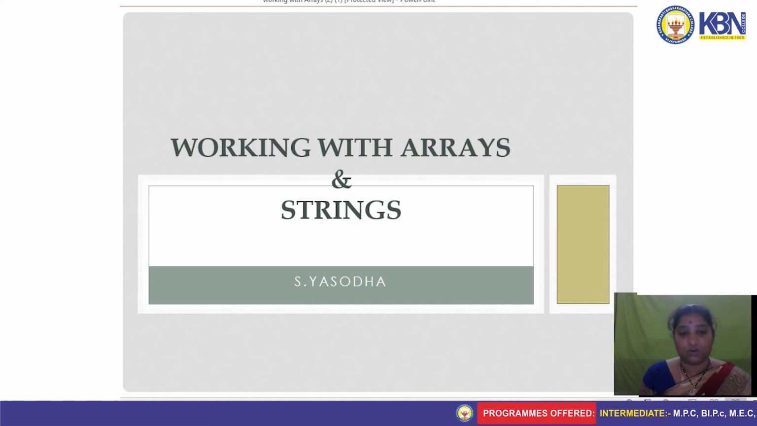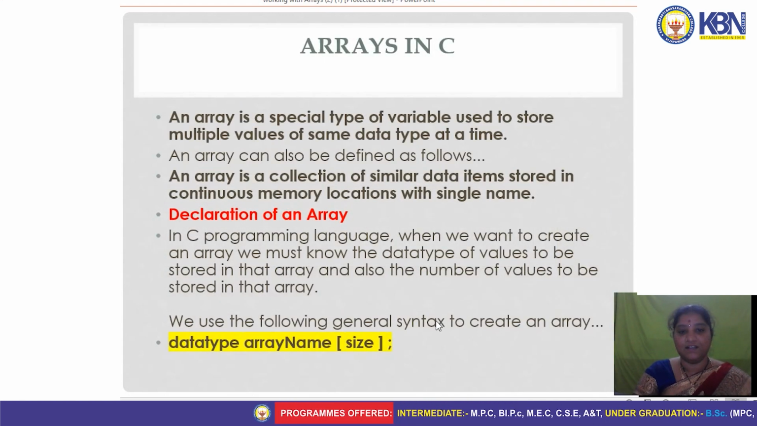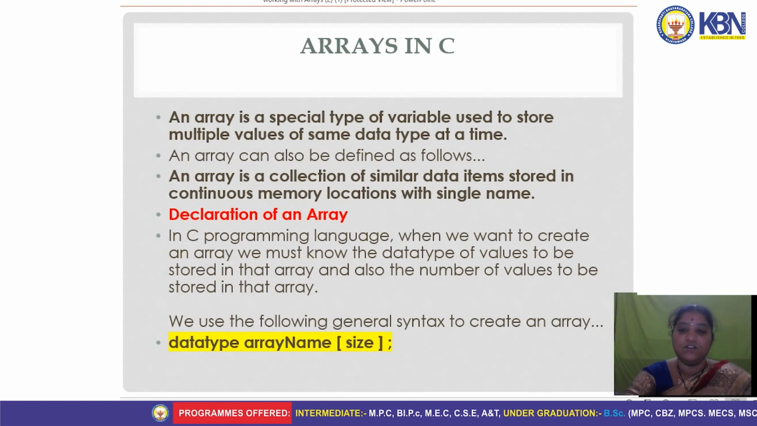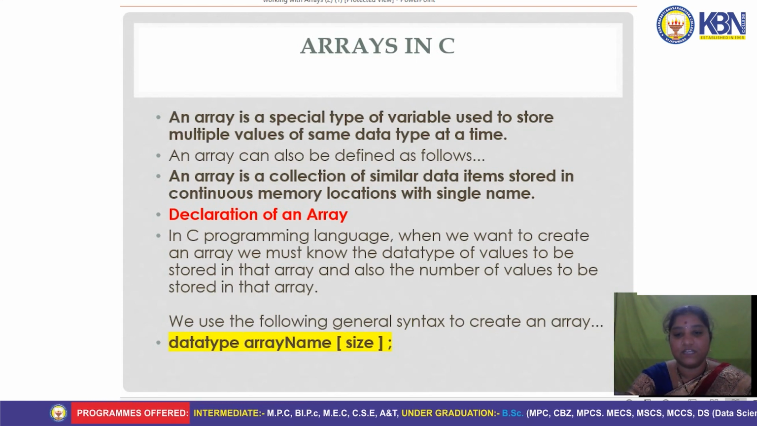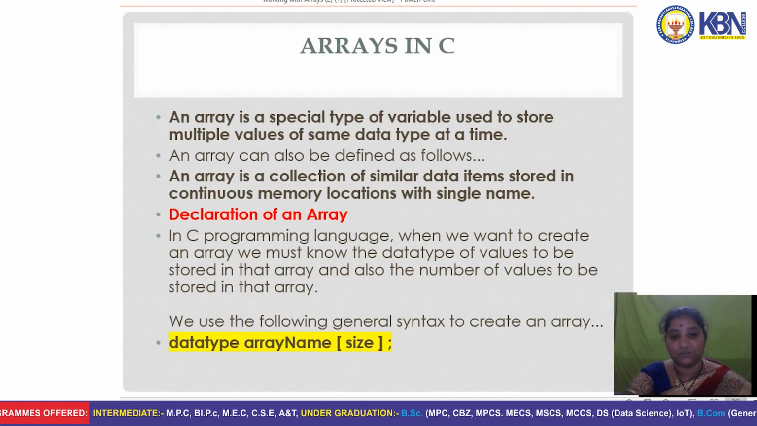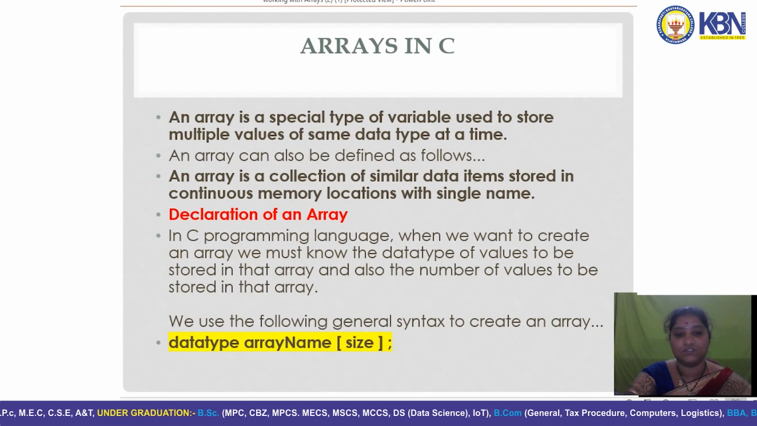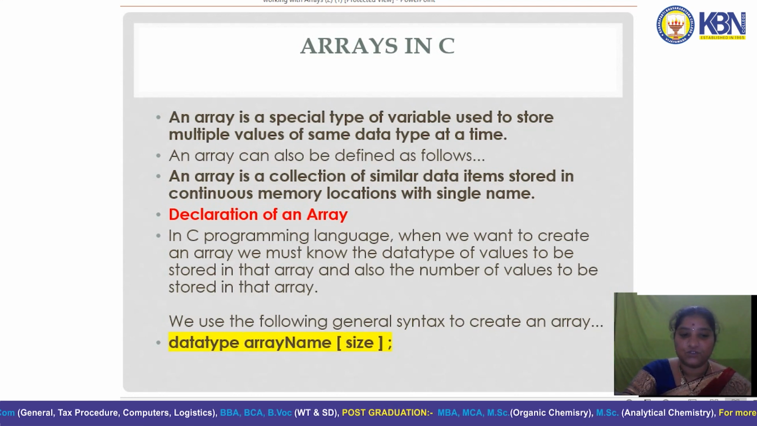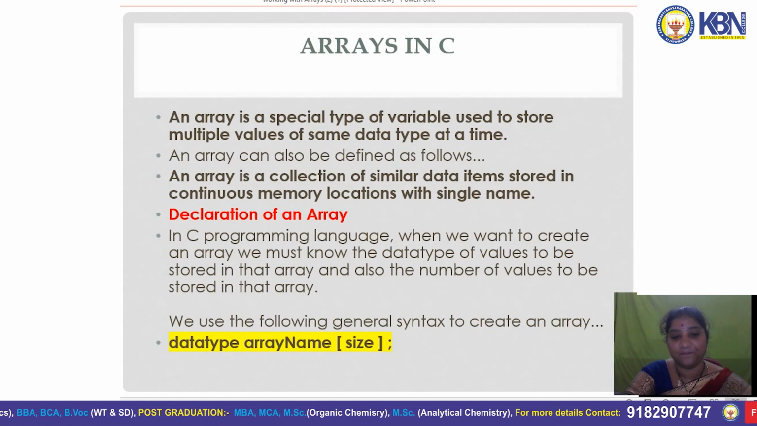Now I am going to talk about what an array is. An array is a special type of variable used to store multiple values of the same data type at a time. In other words, it is a collection of similar data items stored in continuous memory locations with a single name. Examples are student roll numbers or student ID numbers.